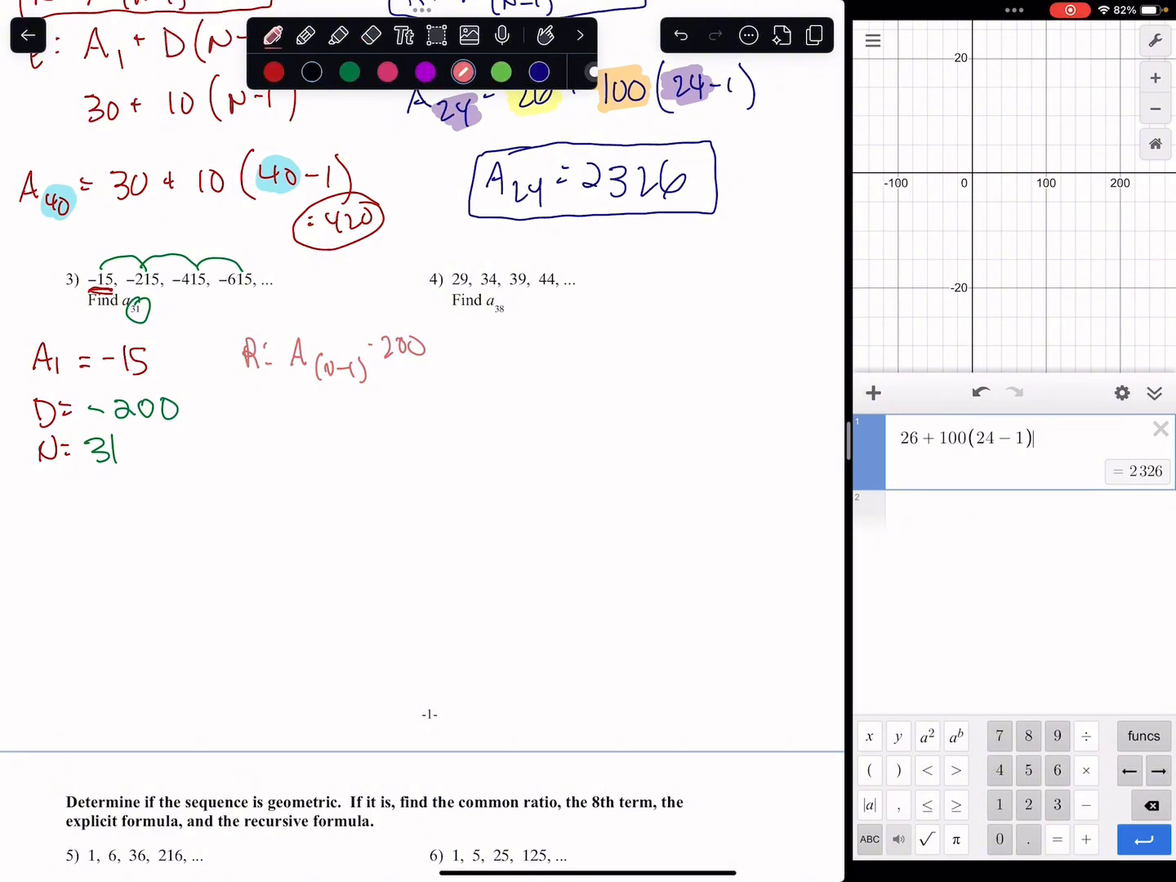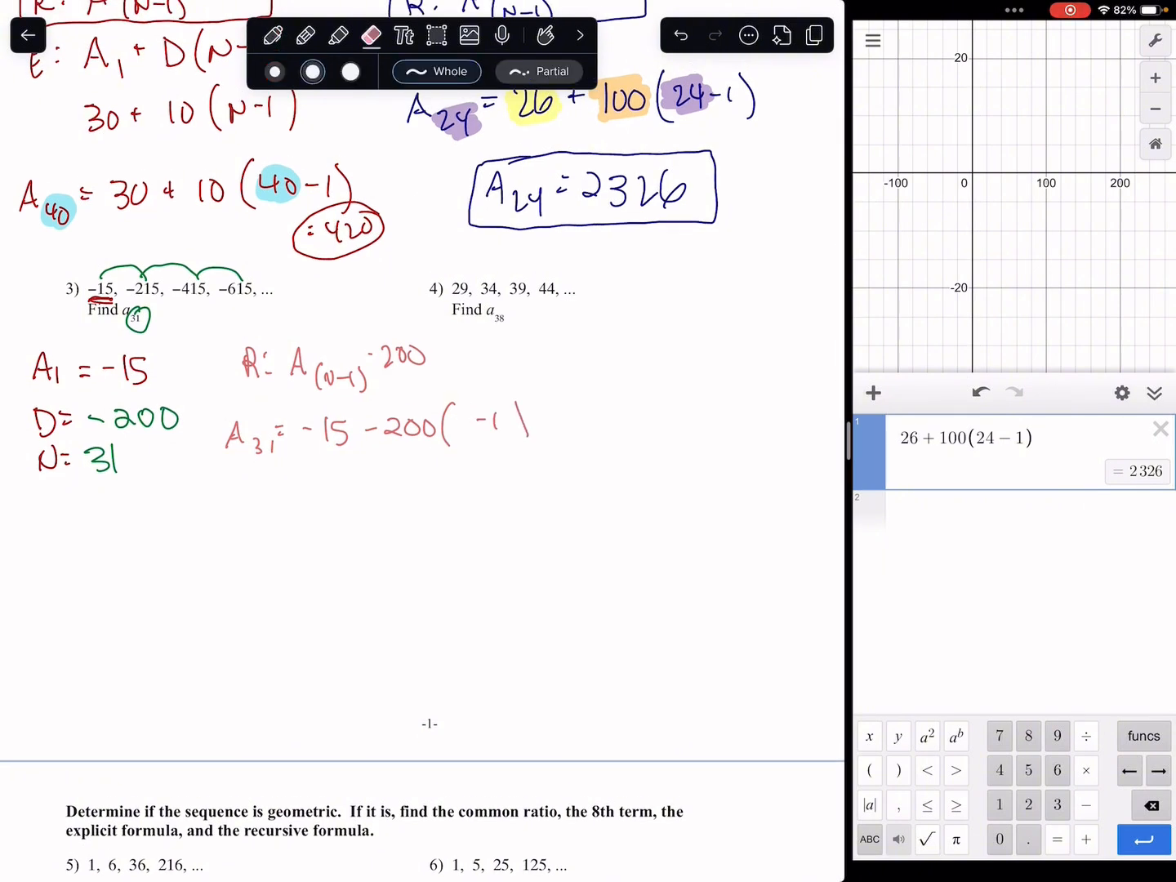So we're trying to find A of 31, not 24. I'm tripping. A of 31. So my A of 1 is negative 15 plus D, or actually minus, because now D is negative, N minus 1. And remember our N was 31. Okay, A of 1, D, N. Let's go ahead and just put that in decimals as is.